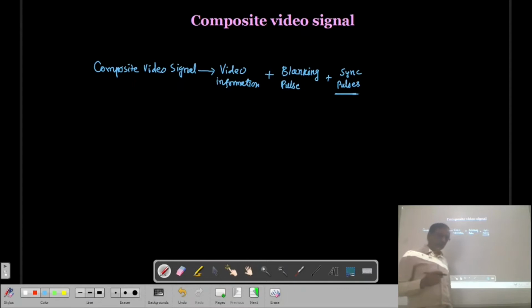Correct? So here it was already mentioned what scanning is. Scanning means to read the picture, and this electron beam will read the picture line by line. The whole frame is divided into a number of lines, and to read the picture line by line we require two types of scanning, and one is known as the horizontal scanning.